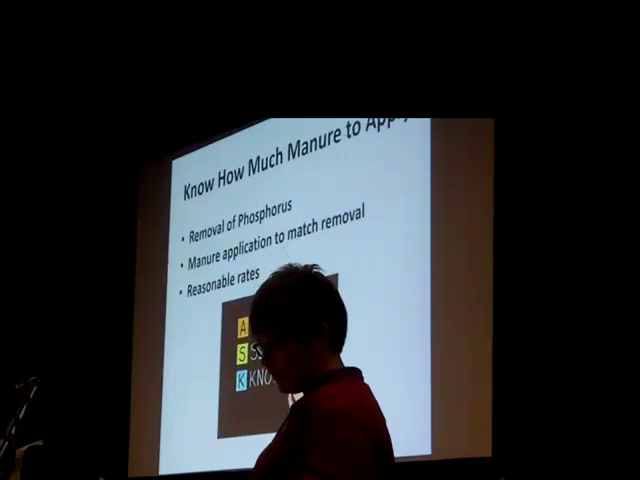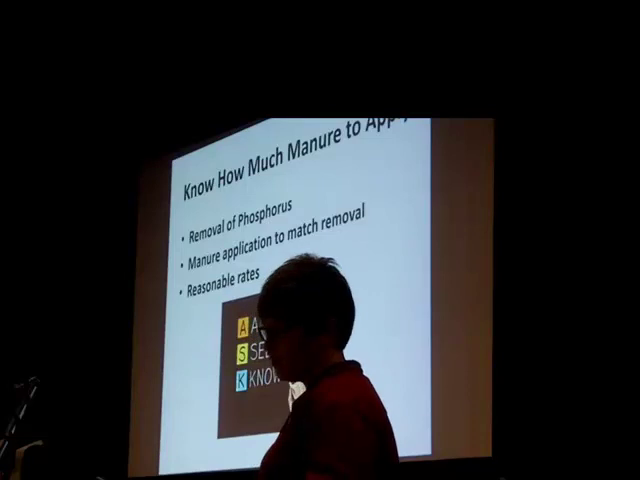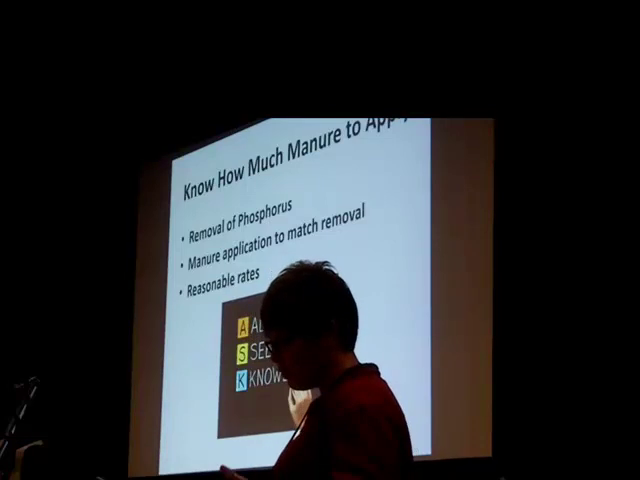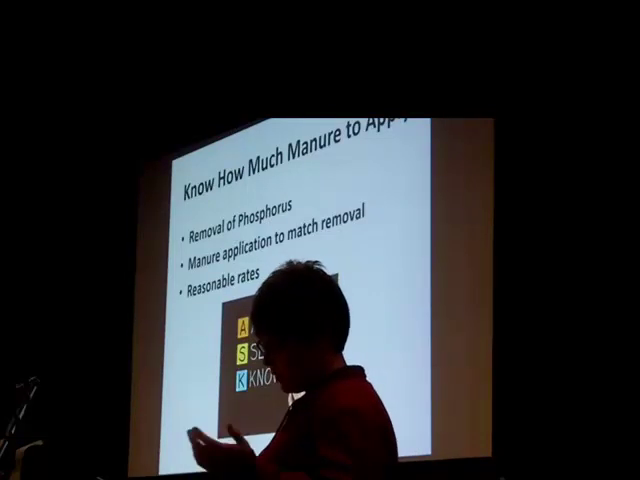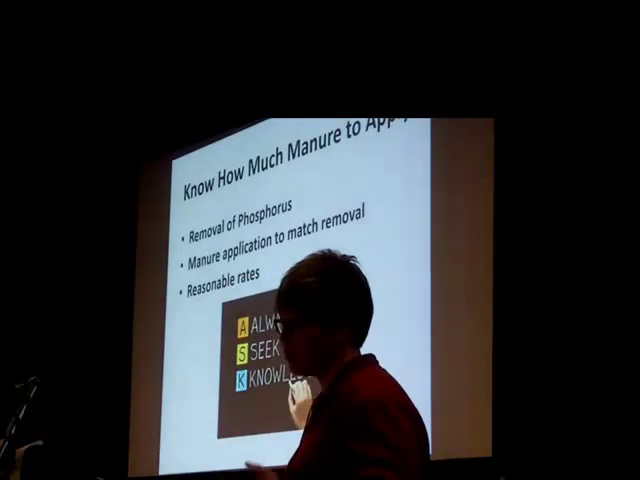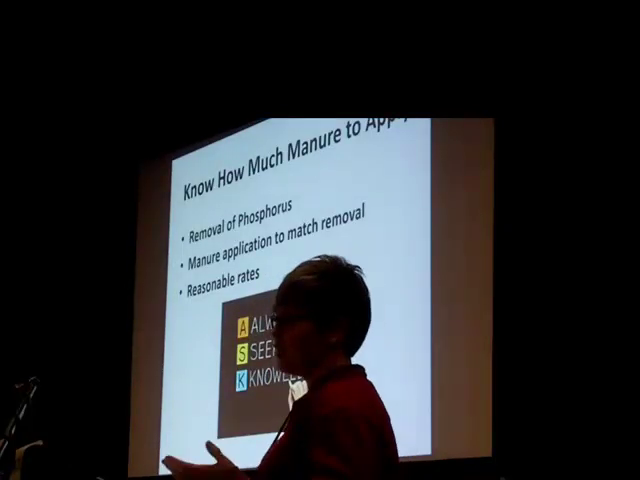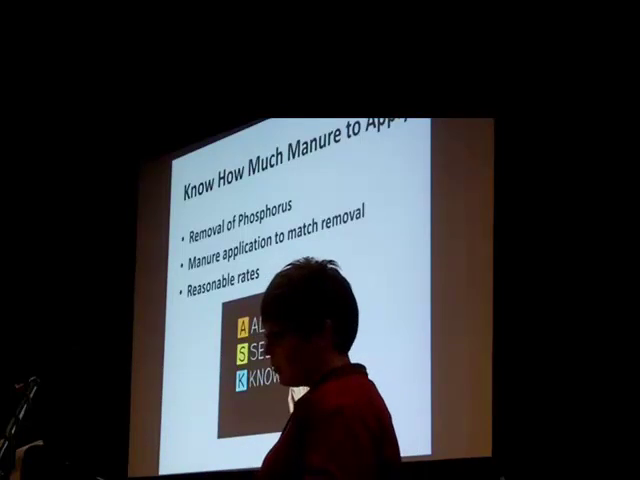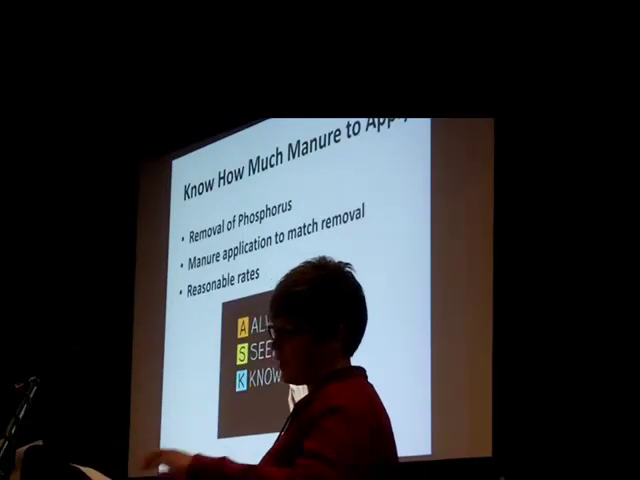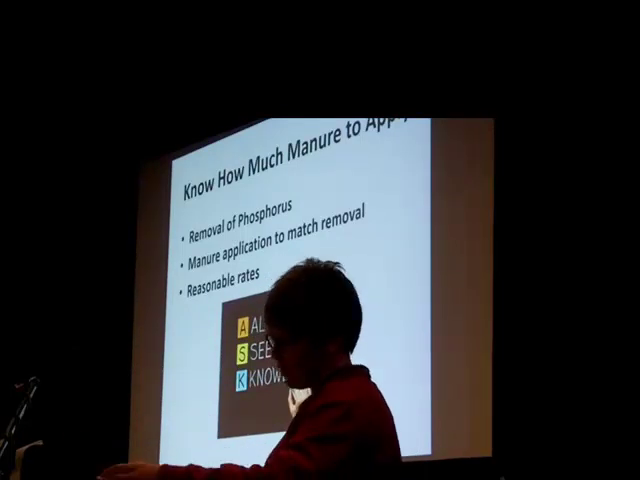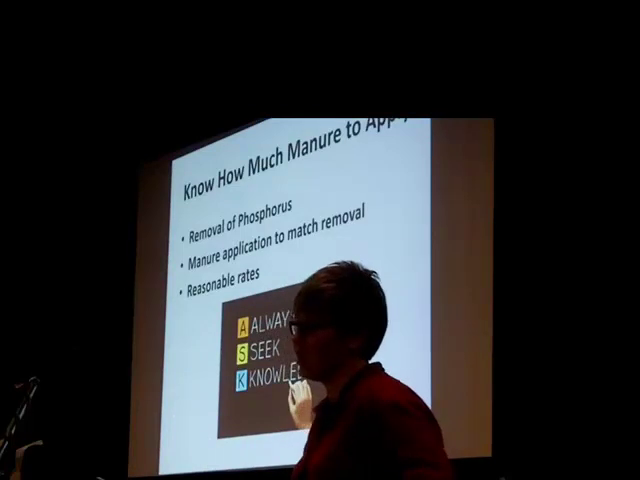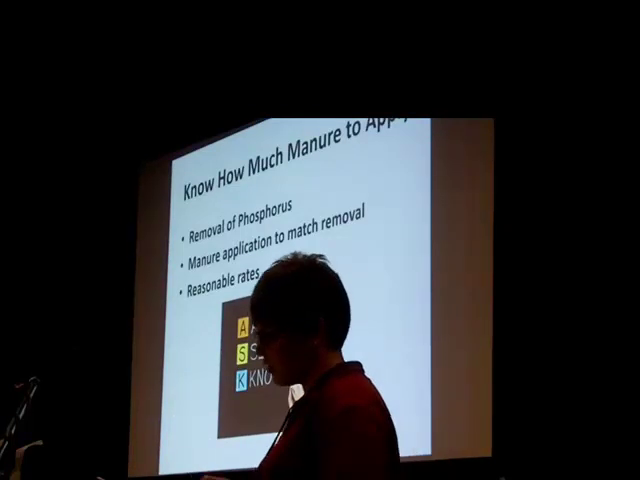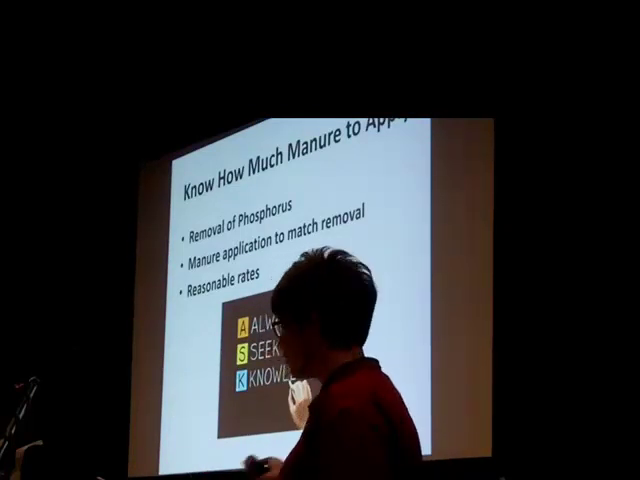So the biggest question is knowing how much manure to apply, removal of phosphorus, matching your manure application rates up, and trying to make a reasonable application rate. We're not going to talk a whole lot about nitrogen. That's a whole other topic in itself. But the biggest thing is realizing that if you're not sure how to calculate some of this, please do ask somebody. We have a lot of people across the state that can really help and answer some of these questions.